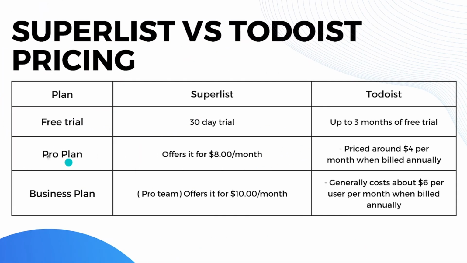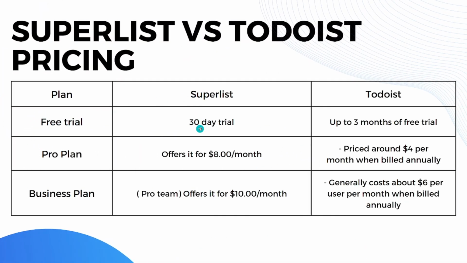So in the pricing comparison, when it comes to free trial, Superlist offers a 30-day free trial on their plans, while Todoist offers up to 3 months of free trial. When it comes to the Pro plan, Superlist offers it for $8 per month, while Todoist's price is around $4 per month when billed annually. When it comes to the business plan, Superlist has a Pro Team business plan and they offer it for $10 per month, while Todoist generally costs about $6 per user per month when billed annually. And yes, that's it for the pricing comparison.